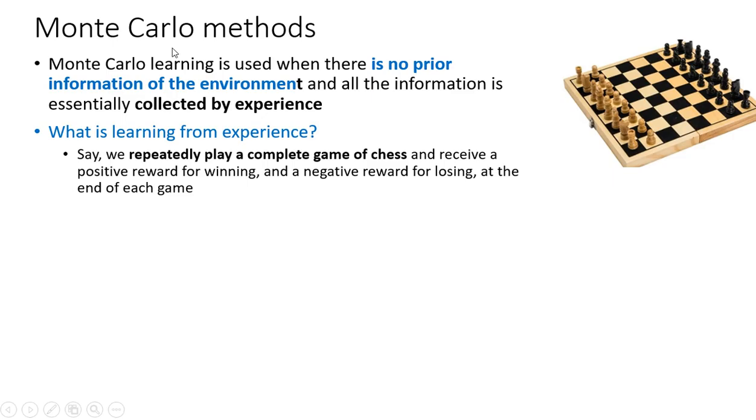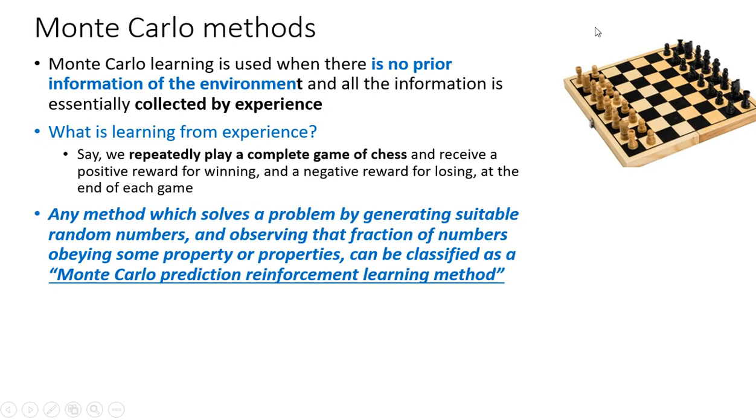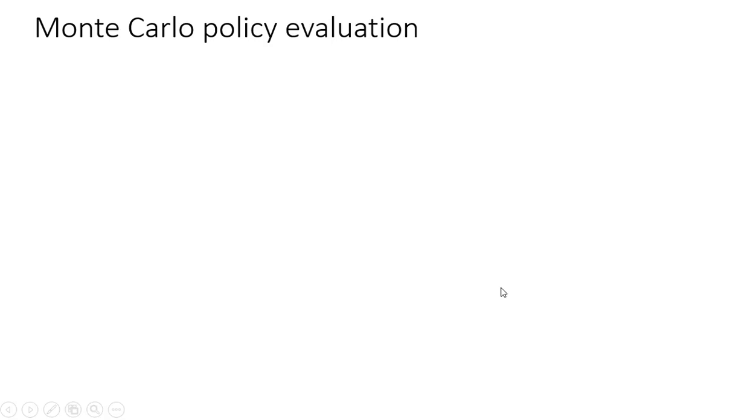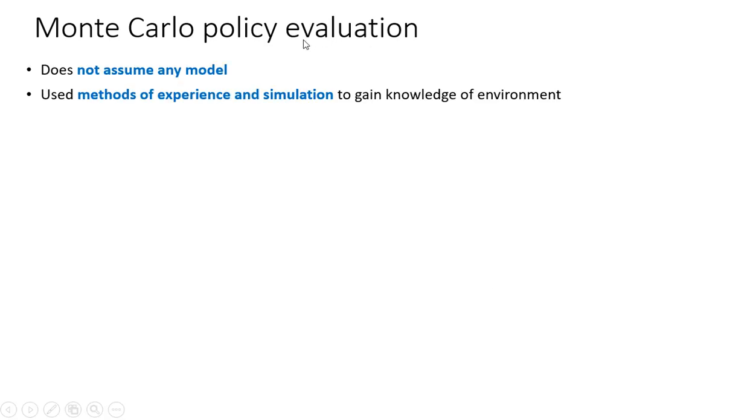Monte Carlo methods, as I said, have no prior information of the environment. All the information is collected by experience. For example, in a chess game, we repeatedly play the game and receive a positive or a negative reward. So basically we learn from experience. That is the Monte Carlo prediction reinforcement learning method. Here in Monte Carlo, we assume that we don't have any model, and we learn from experience and simulation.